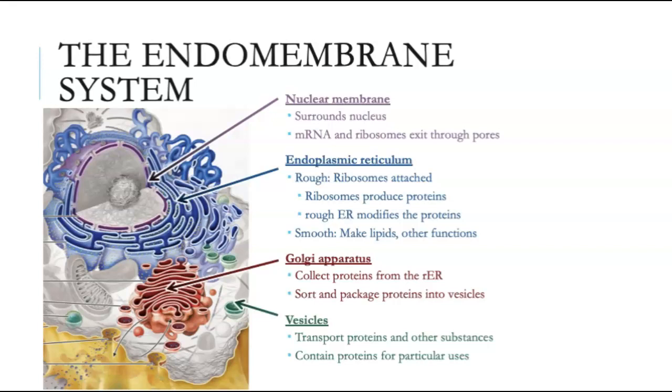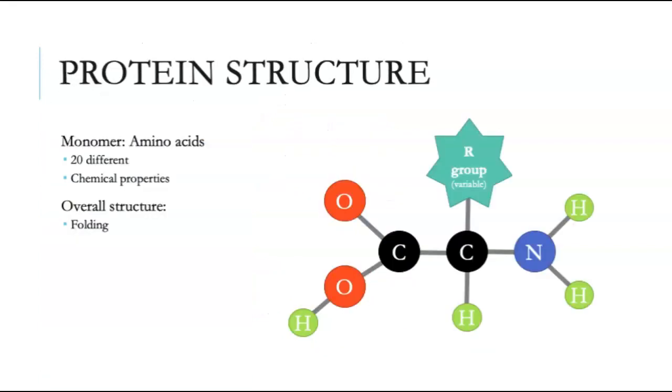Okay, so we're talking about, again, being able to make the proteins. And if we are talking about being able to make proteins, it's really important that we understand what the structure of that protein is. And proteins are made out of repeating units called amino acids. There are 20 different amino acids, and each amino acid is determined by its R group. That R group just means a variable group.